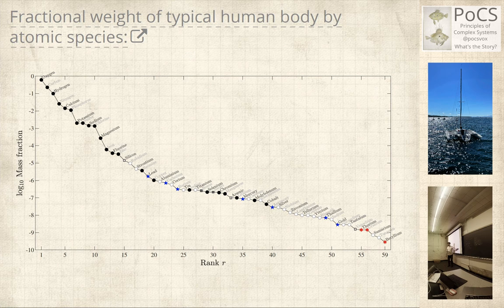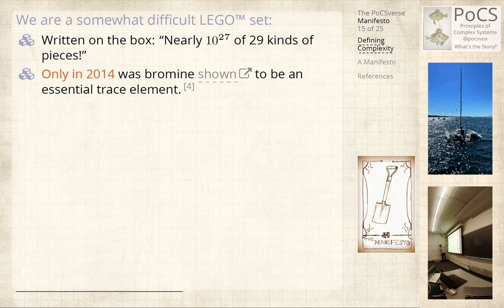So they've got little stars on them. And we've only just figured out, right? So this is a tough Lego set. 29 kinds of pieces. That's what we think. There's 29. There were more than 29 in there, but we think we only need 29. We only just figured out that bromine is important for our existence. I'll say more about atoms on Tuesday, and I know I'm a little bit long. But 10 to the 27 pieces, you dump it out on the floor, one big plastic bag. Give the kids something to do.